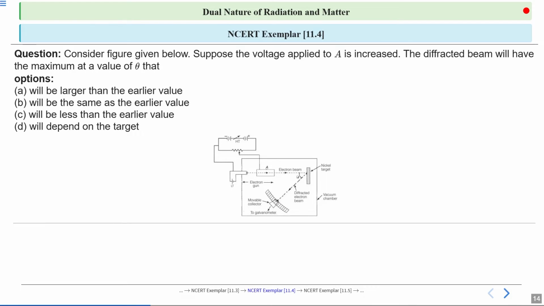The diffracted beam will have the maximum at a value of theta that will be larger than the earlier maximum value of theta, or the same as the earlier maximum value of theta, or less than the earlier maximum value of theta, or will depend on the target.